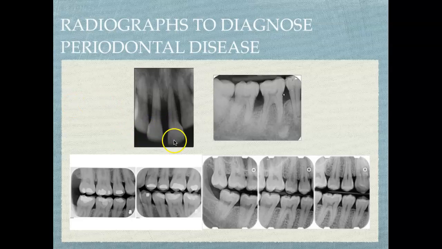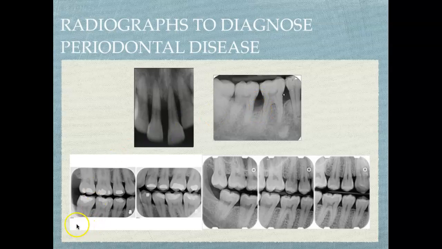So we need to have a PA that represents the long axis of the tooth. You can see here that the bone level, which should be somewhere near the CEJ, this bone has receded, so this is definitely an indication of periodontal disease and bone loss. This image is a little dark, this one's a little clearer, so you can see a pocket here that has been formed from bone loss due to periodontal disease.